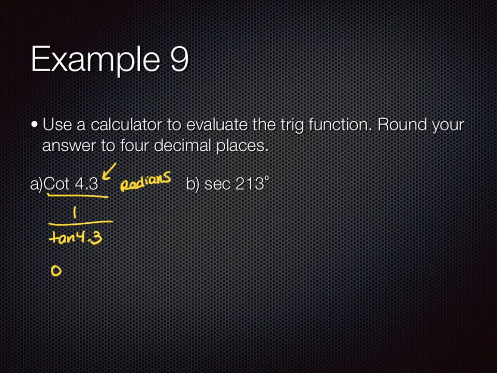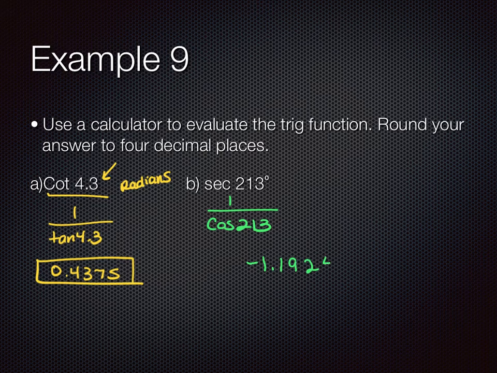And I get 0.4375 when I round it to 4 decimal places. Secant of 213 degrees, now I'm back in degrees. And this would be 1 over cosine 213. Negative 1.19236, so 24.